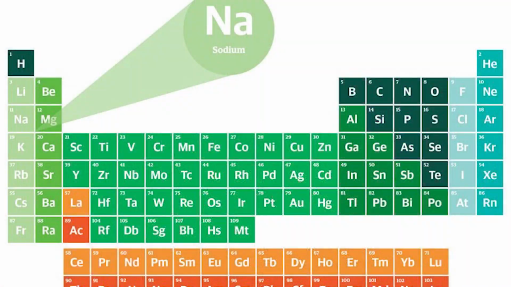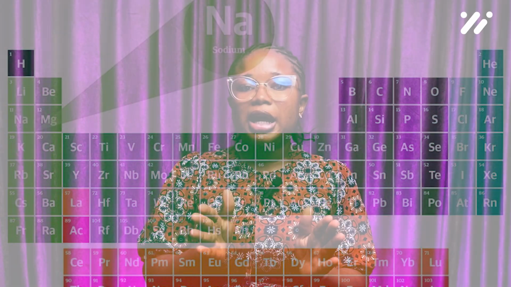For example, compare the atomic size of sodium with that of chlorine. Sodium, being on the far left of the period, has a much larger atomic radius than chlorine, which is much smaller and closer to the right end of the period.